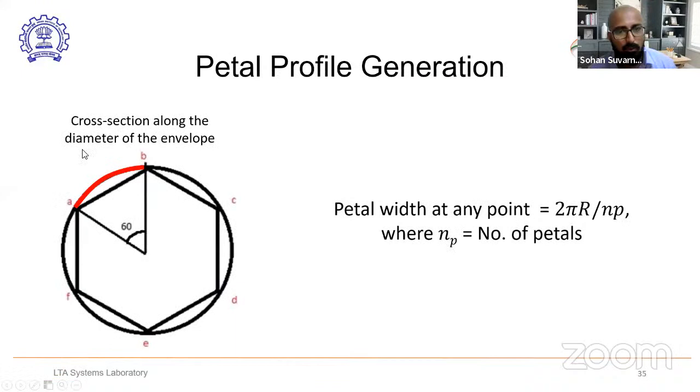So let's say you want to have NP number of petals. In this case it could be 1, 2, 3, 4, 5, 6, so let's say NP is 6. What you do is divide 360 by 6, which is 60. So you divide it into these sectors: 60 degrees, 60 degrees, 60 degrees, and so on. It basically forms a hexagon.